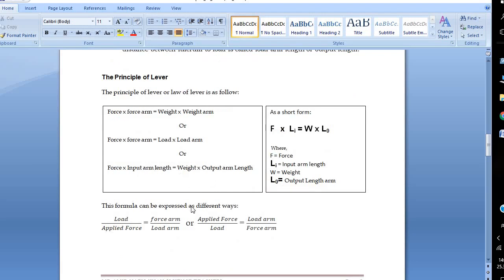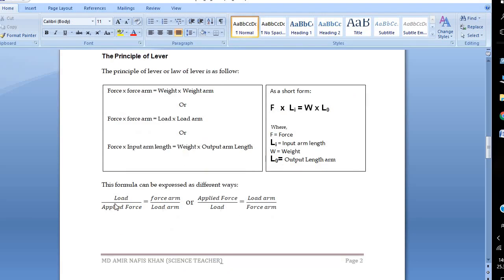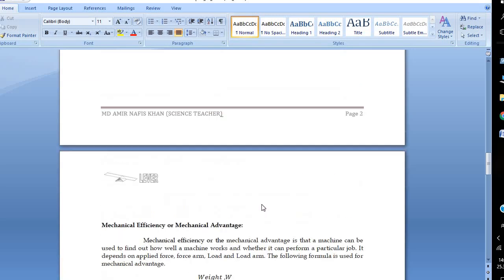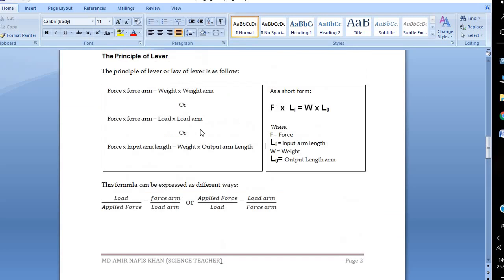Okay, the formula can be expressed in a different way. From this formula, you can write the division method: the load by applied force is equal to force arm by load arm. Or you can flip these things: applied force by load is equal to load arm by force arm. So these are the formulas of the principle of lever.